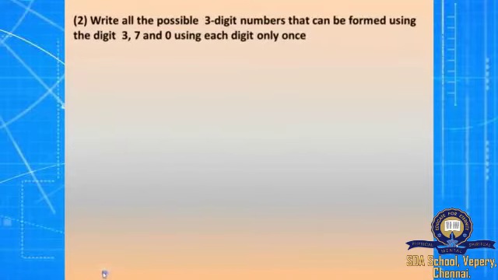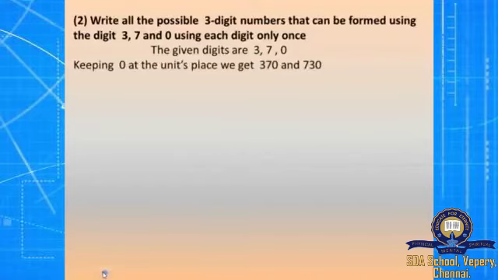One more sum. Write all the possible three-digit numbers that can be formed using the digits 3, 7 and 0 using each digit only once. The given digits are 3, 7, 0. Here there is an important thing. 0 is given as one of the digits. We can place the 0 only at the units place, that is the ones place, and in the tens place. We cannot keep 0 in the hundreds place. If we keep 0 in the hundreds place, then the number will become a two-digit number.